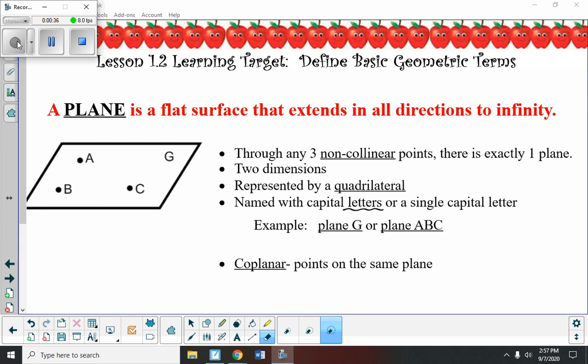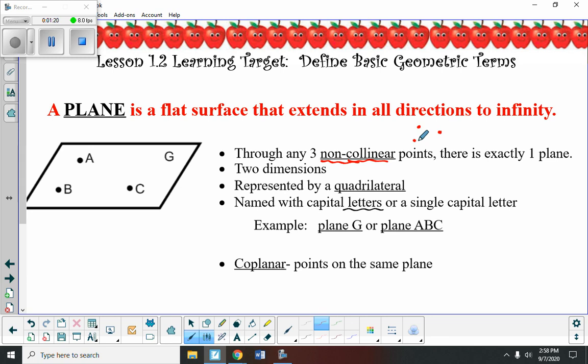So some ideas that we have behind planes is that through any three non-collinear points, there's exactly one plane. So if I draw 3 points, I could lay exactly one piece of paper that would go through all 3 points. I couldn't come from another angle and hit all 3, but there's exactly one piece of paper or one plane that would go through all 3 points that are not in a line. Remember, collinear means in a line, so non-collinear means points that are not in a line.